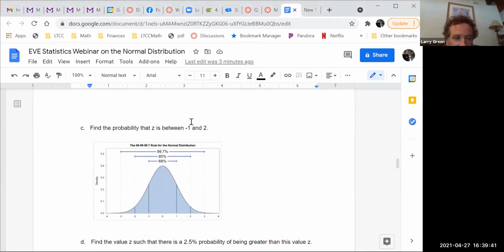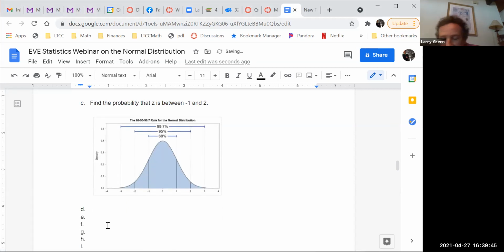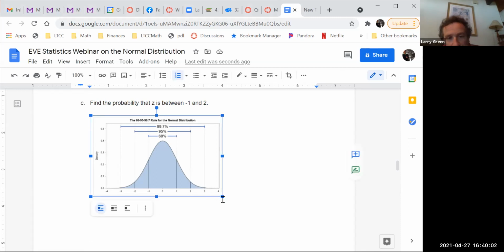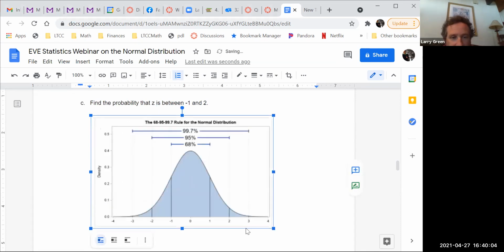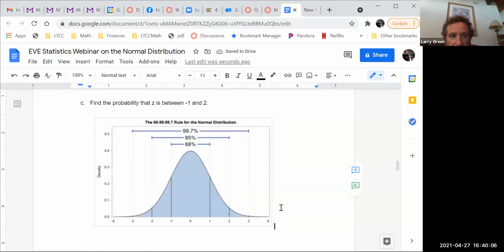Okay, so here's the next example. Again, it's not exactly the same as the one we just did, but it's got some of the same ideas. Let's see if you can find the probability that z is between -1 and 2. I'll make it a little bigger, but it's the same picture.